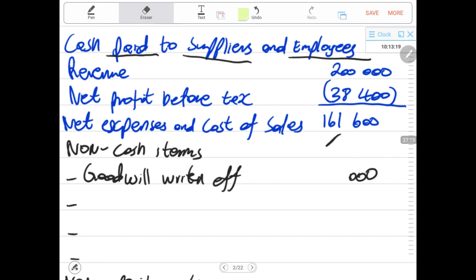The question is now again, is the goodwill a payment to a supplier or an employee? Goodwill is not a payment to a supplier or an employee. So we don't need it, and therefore it must be removed. Why do we remove it? Because it is already included in that 161,000, because all the expenses, cash items and non-cash item expenses, were already included in the income statement. So goodwill is not cash paid to suppliers and employees. We must remove it from the total of 161,600. That is the reason why the goodwill will not be taken into account.